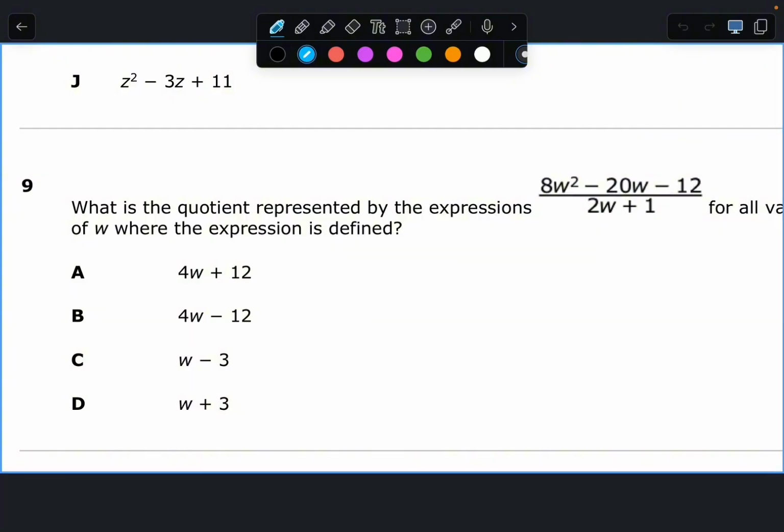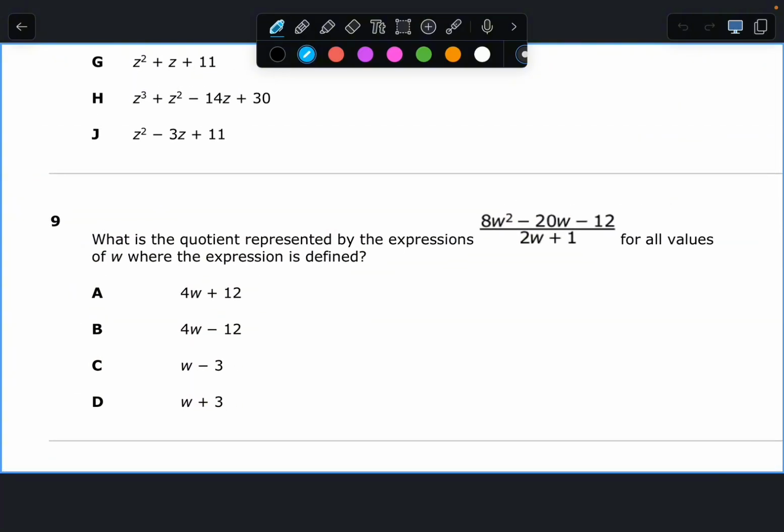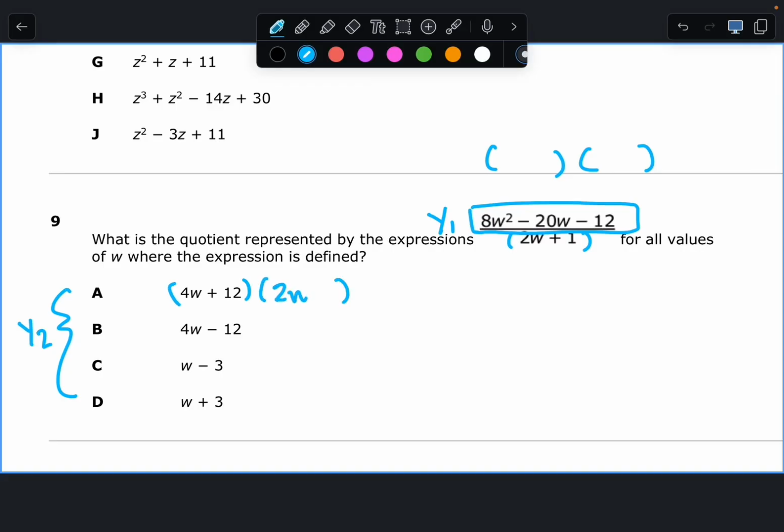But to get this right here, what did we have to do? We had to FOIL or box, correct? So that means that this bottom part, the denominator, is multiplied by one of these answer choices to get the top. So what you can do is just put this part into Y equals y1, and then into y2, you're going to put this times the denominator, 2w plus 1. Will this be on the STAR test? It might.